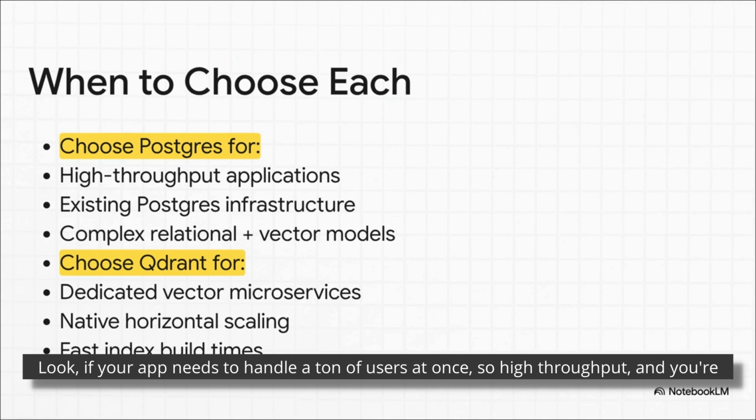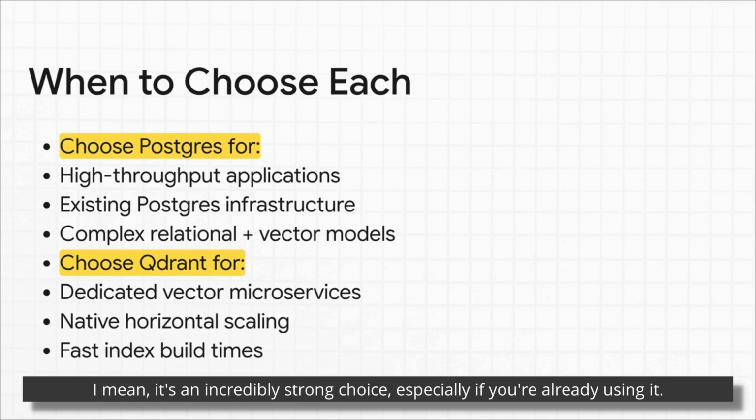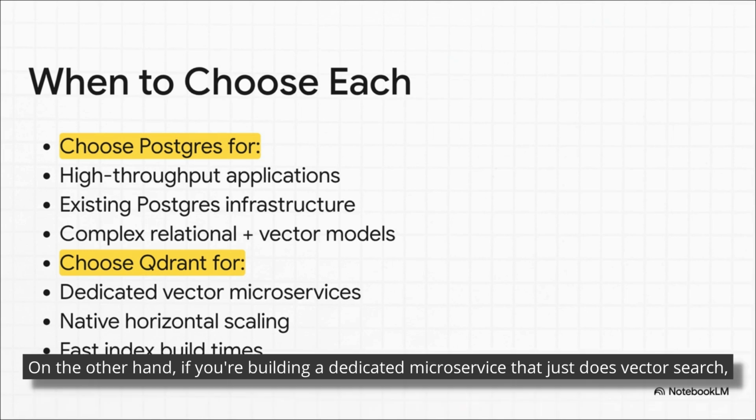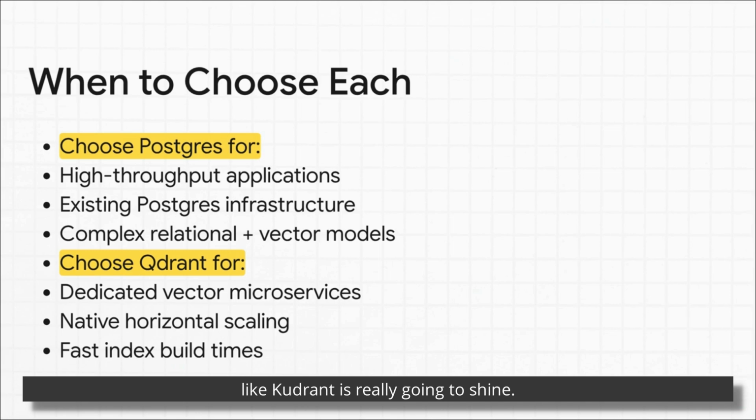Look, if your app needs to handle a ton of users at once, so high throughput, and you're already mixing and matching vector data with regular relational data, then Postgres is an incredibly strong choice, especially if you're already using it. On the other hand, if you're building a dedicated microservice that just does vector search, or you need to scale horizontally across many machines, that's where a specialist like Qdrant is really going to shine.